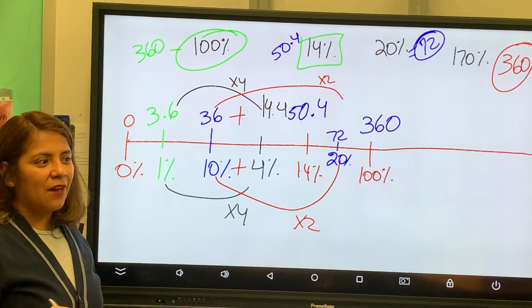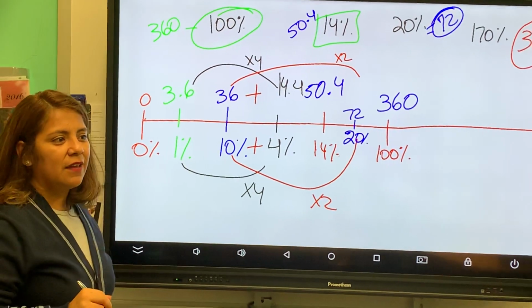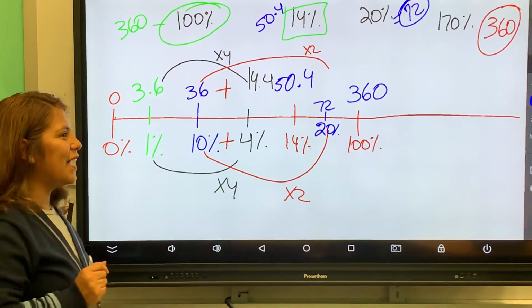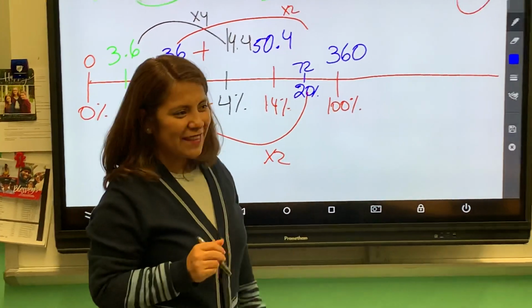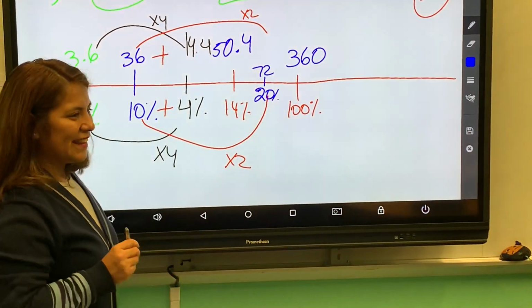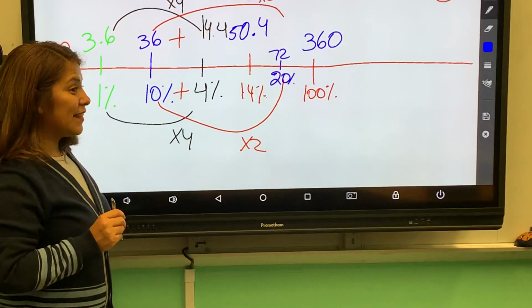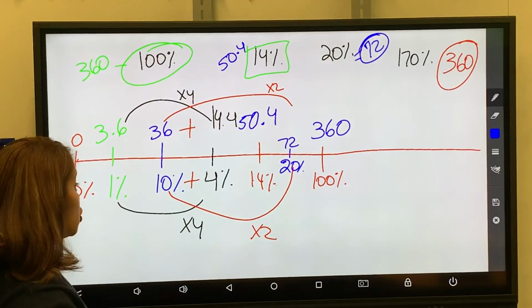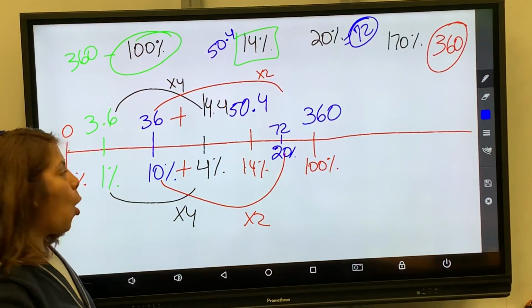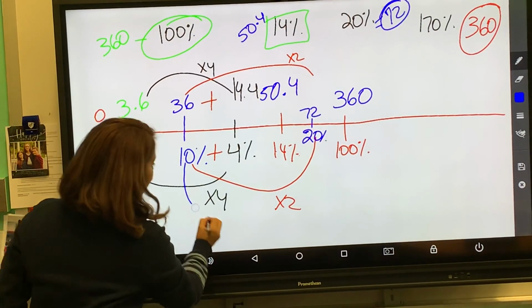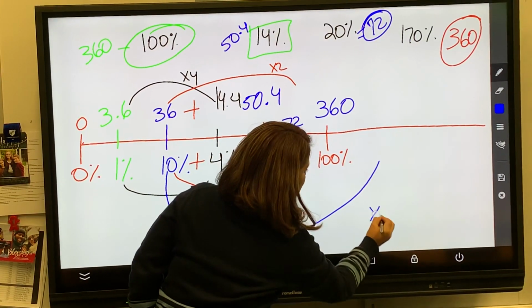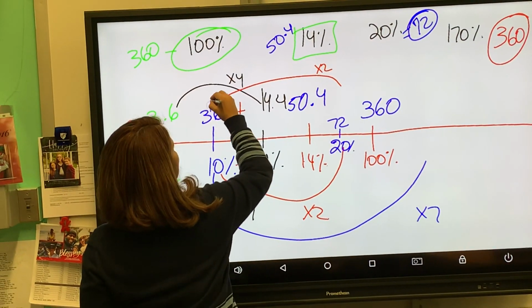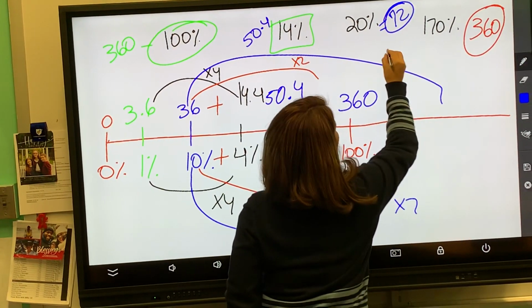I like those hands. I want to hear from someone that is not raising their hand. Vanessa, how do I find the 170%? What should I do first? Times 70. What should be times 70? 10 times 70. Oh, wow. So I have 10 times 7. And then I have 36 times my 7.